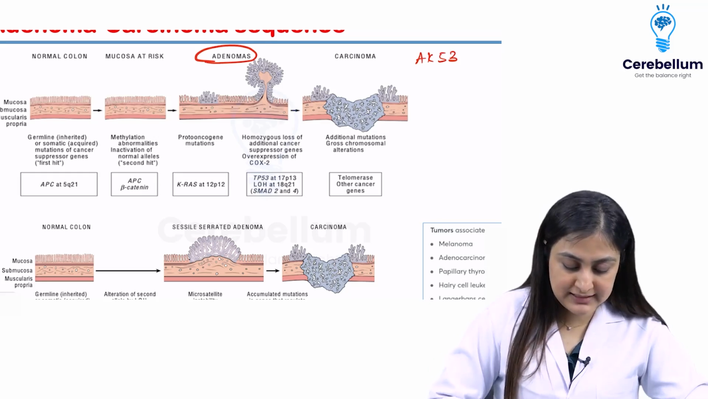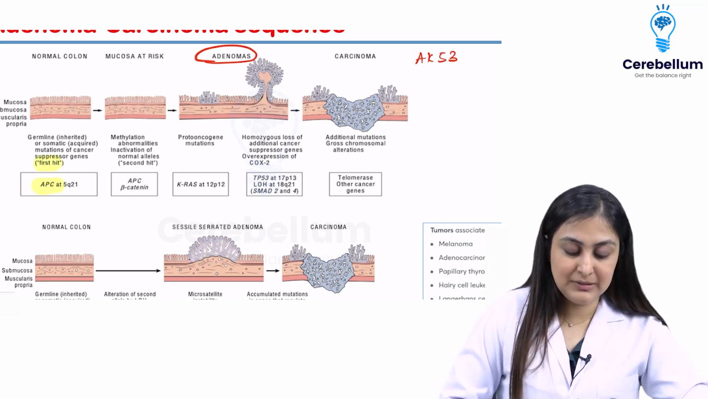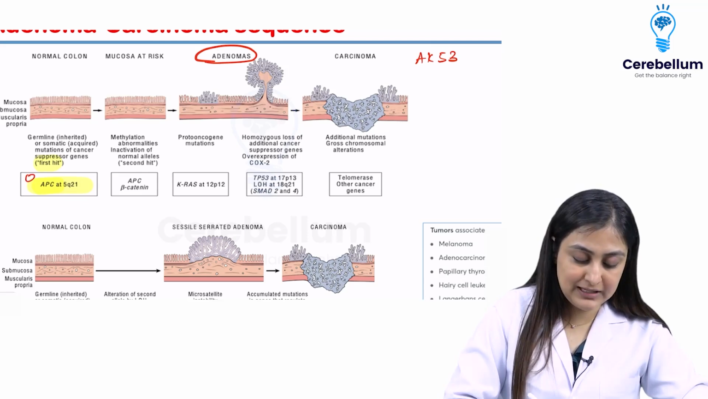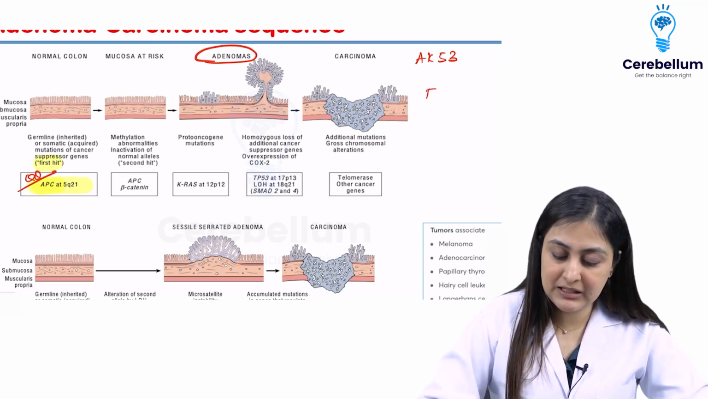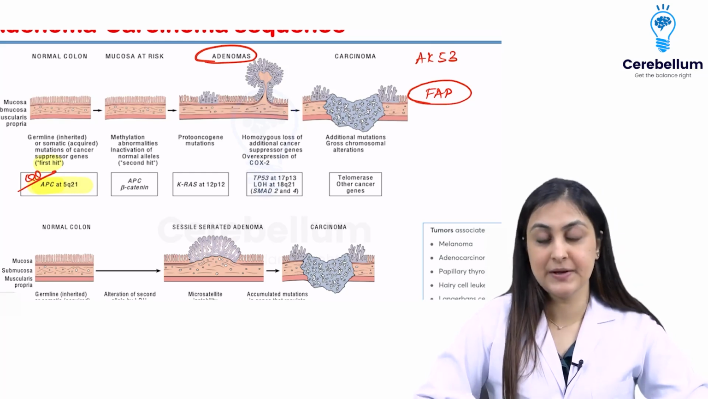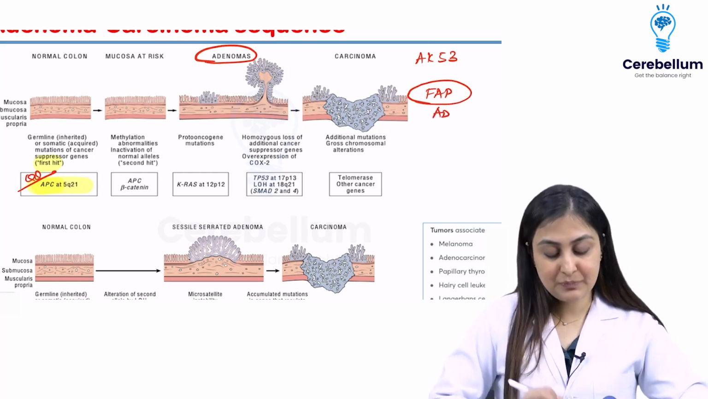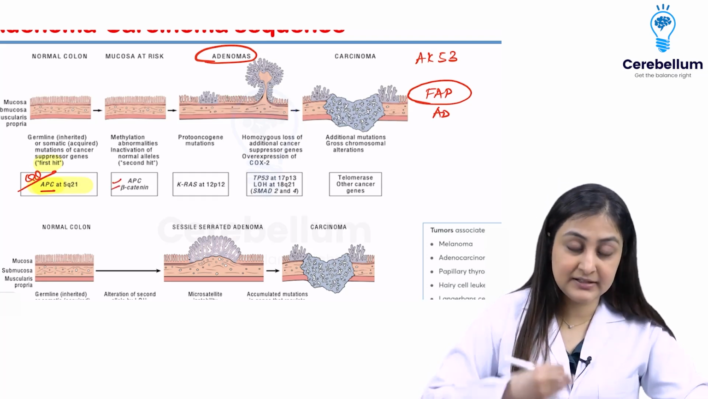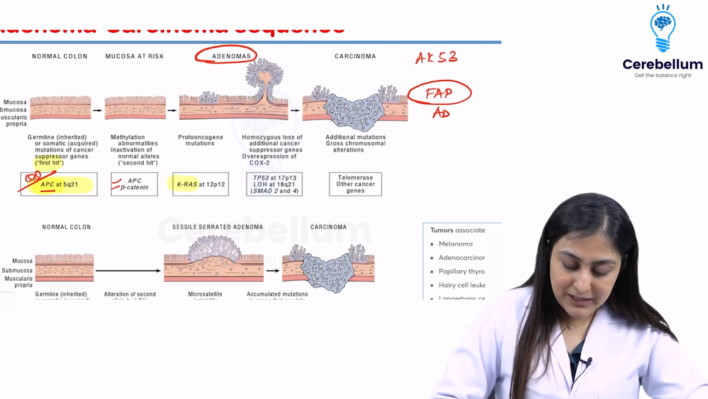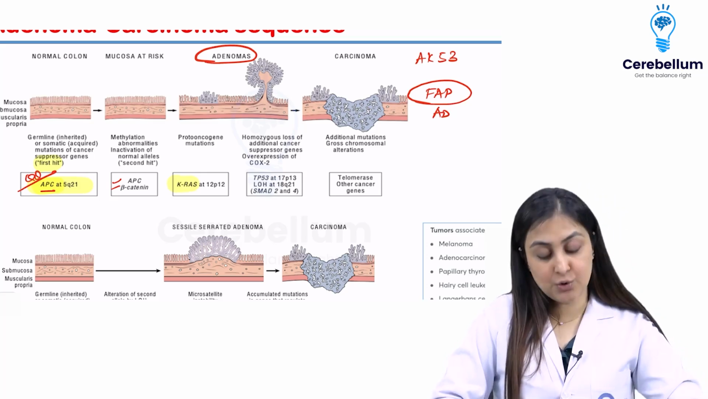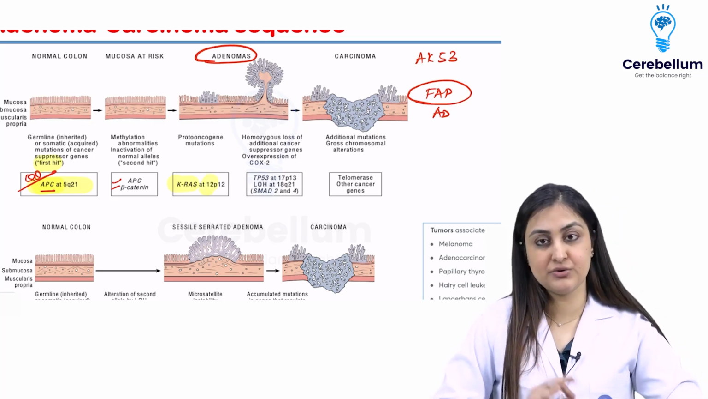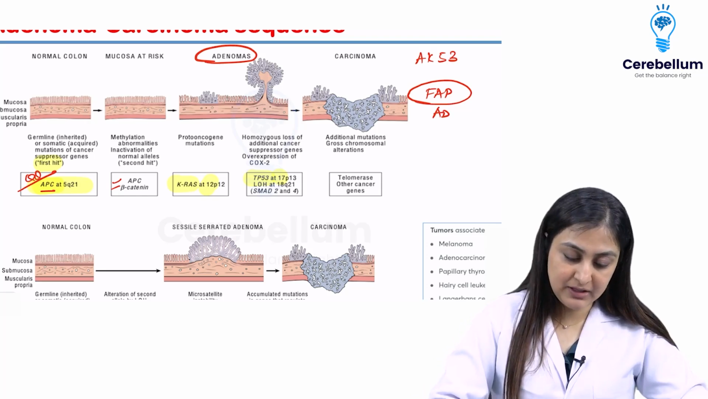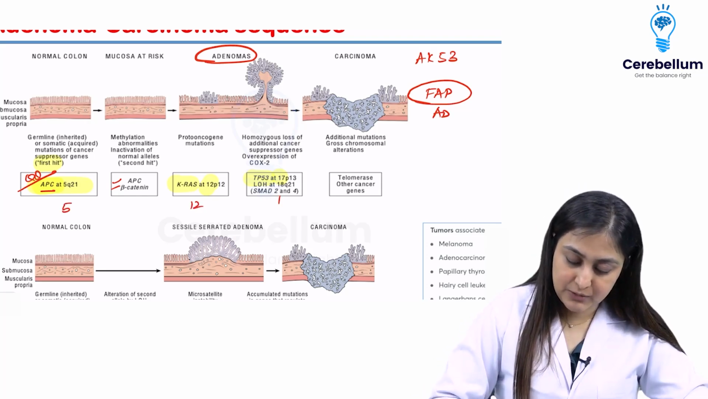So the first hit here is APC. This is the germline or somatic mutation, the first mutation which occurs at 5q21. Very, very important. So this is familial adenomatous polyposis. This is autosomal dominant. Remember APC at 5q. After that, you have APC and beta catenin, the second hit which is happening. Then you have K for KRAS mutation at chromosome 12. All chromosomes are important. So 5, 12, and then you have P53 at 17. Alright, so you can remember 5 plus 12 equals 17.